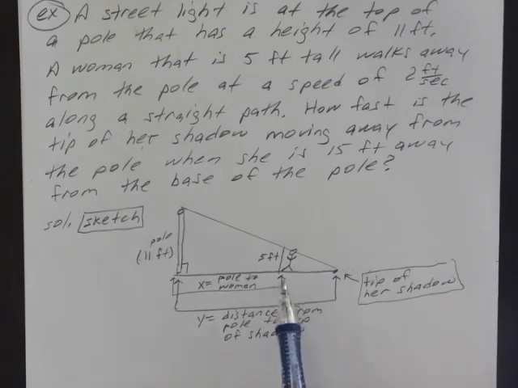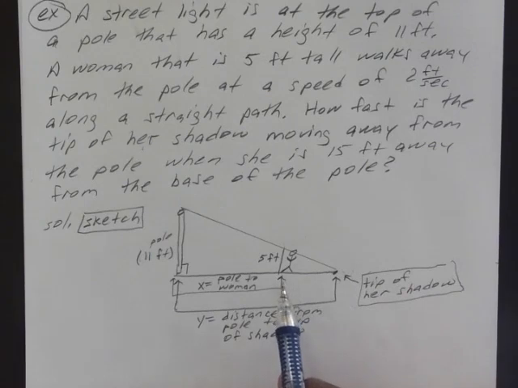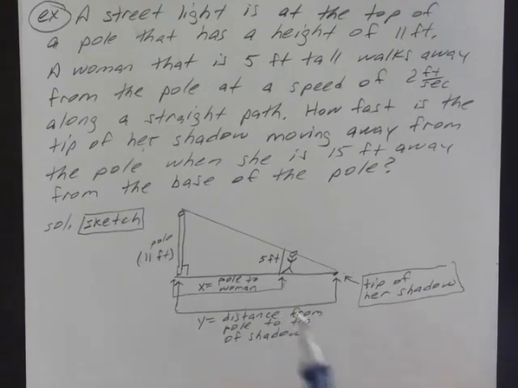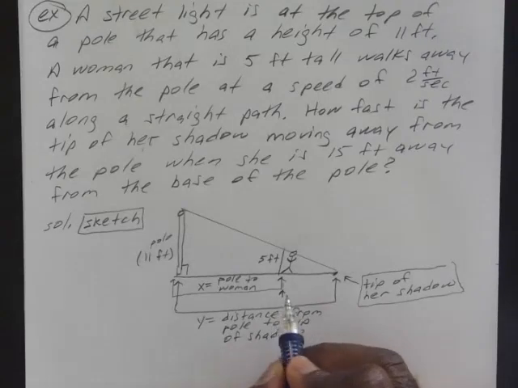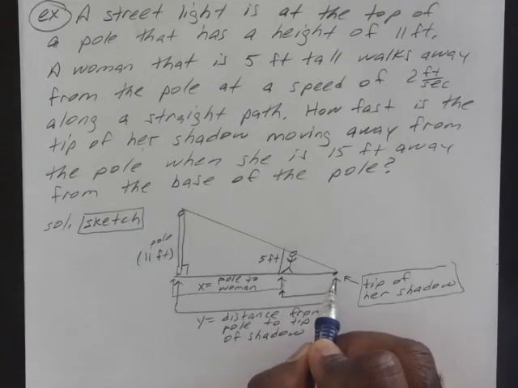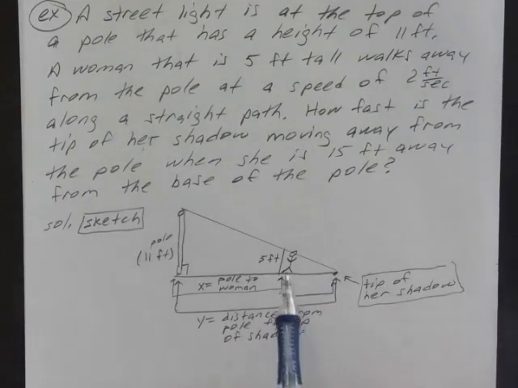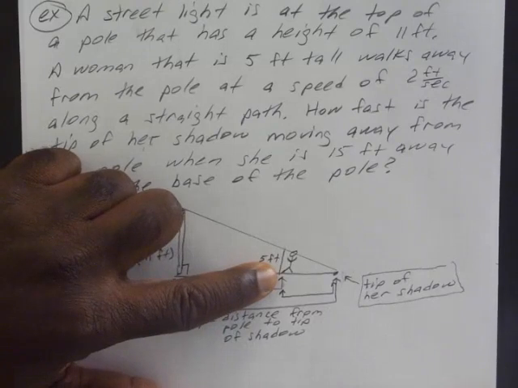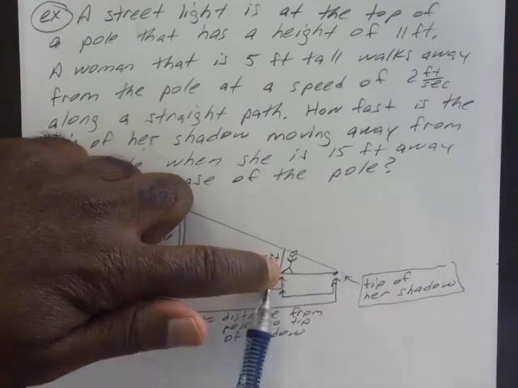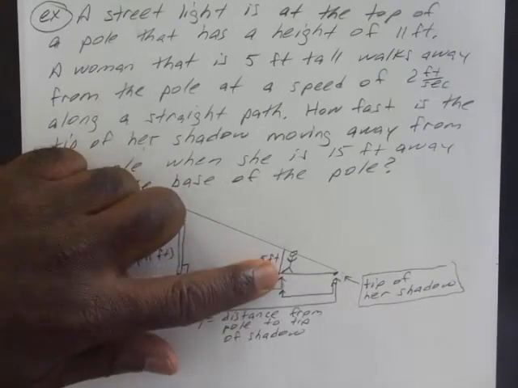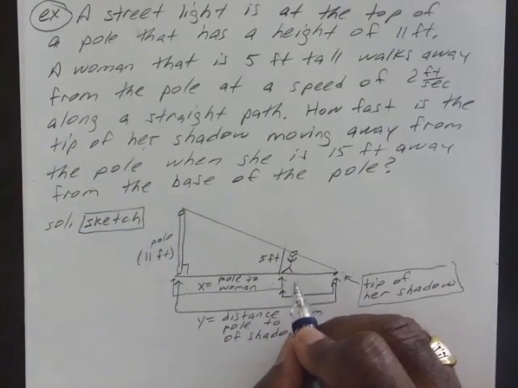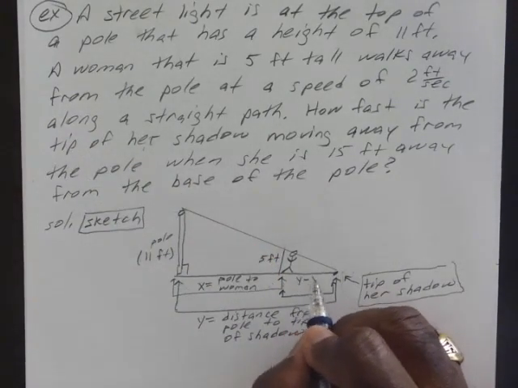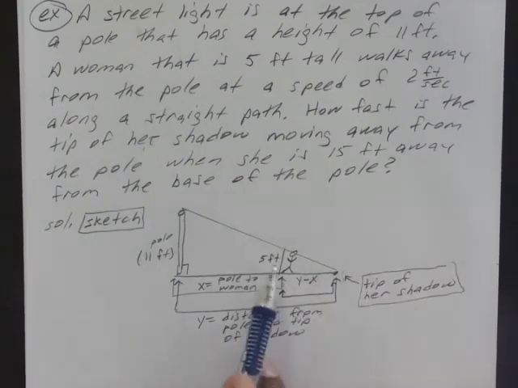Which means the length of her shadow, we look from here to here, is the entire distance minus the distance between her and the pole. So this entire distance is just y minus x. So that whole thing minus that part.